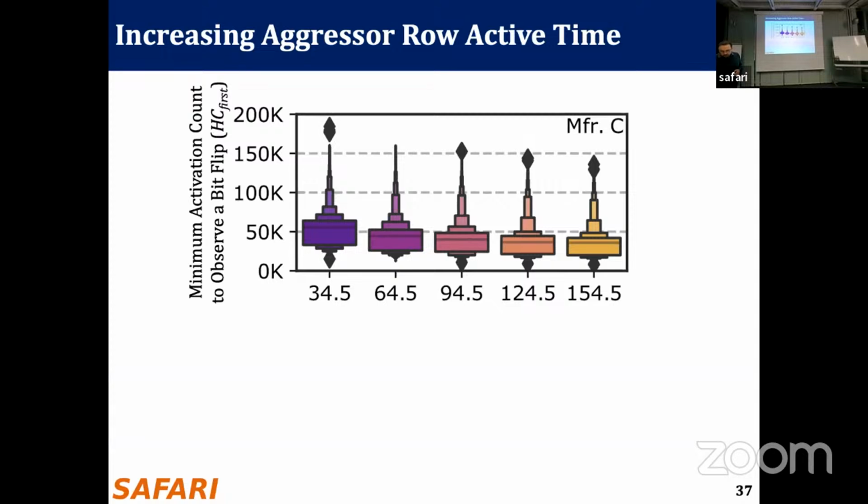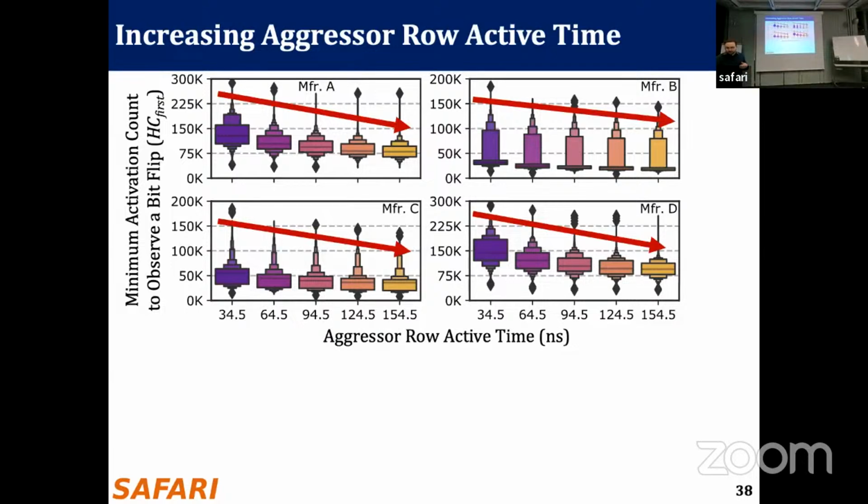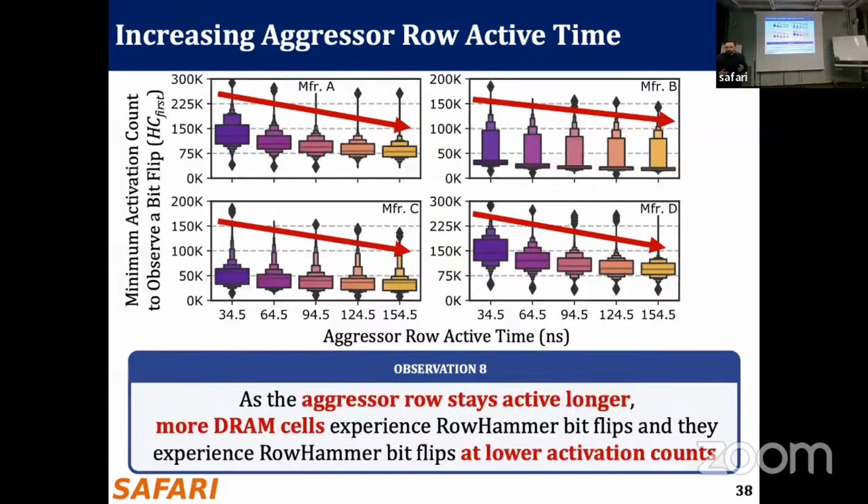Okay, so in this case, we look at the minimum activation count to observe a bit flip. So here, lower is worse. Lower means read disturbance is exacerbated. And as we increase the aggressor row active time from 34 nanoseconds to 154 nanoseconds here, we observe a decreasing trend in the minimum activation count to induce the first bit flip. And this is also consistent across DRAM chips from different manufacturers. And we conclude that as the aggressor row stays active longer, more DRAM cells experience bit flips, and they experience bit flips at lower activation counts.